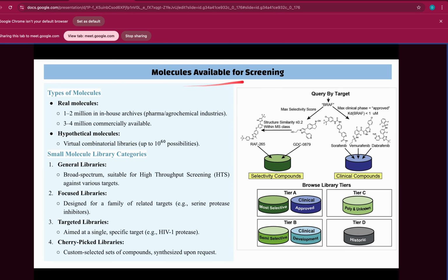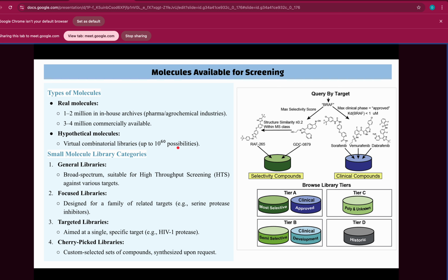Now the next thing is, what are the molecules which are available for the screening. So in virtual screening, the molecules could be real molecules. That means 1 to 2 million in-house archives or 3 to 4 million commercially available. So from real molecules also you can take. Otherwise, you can also use hypothetical molecules, which means these are the virtual combinatorial libraries up to 10 raised to power 60 possibilities. So if you do not have already available molecules, then you can use hypothetical molecules.